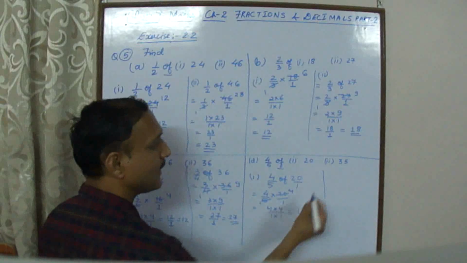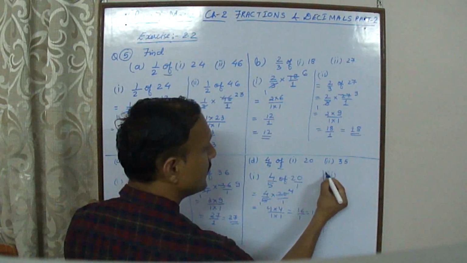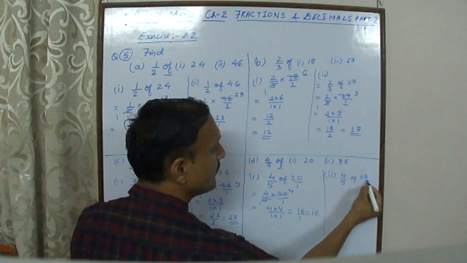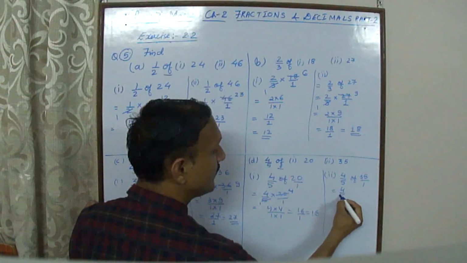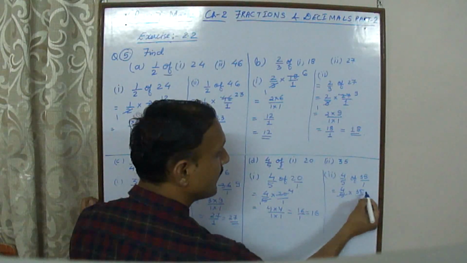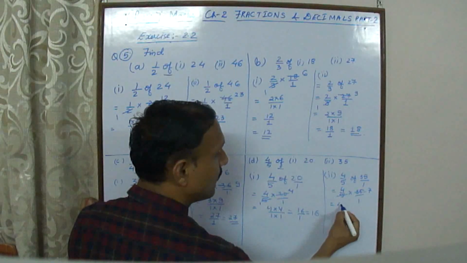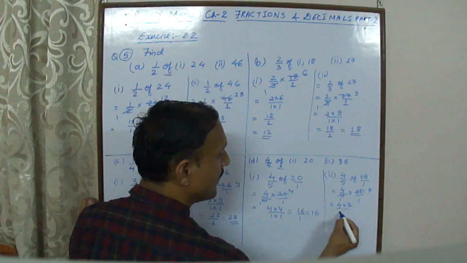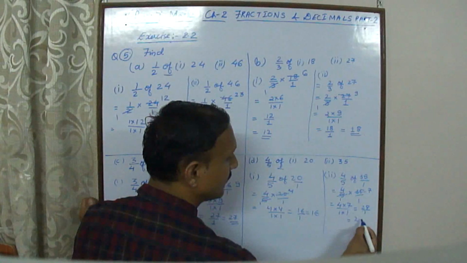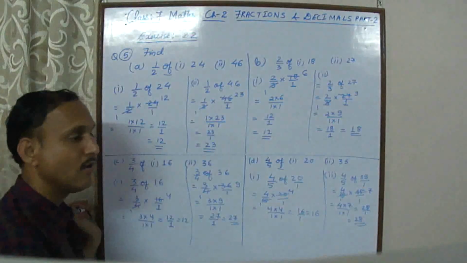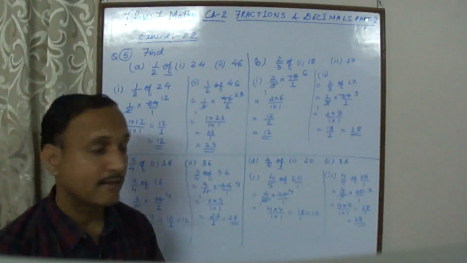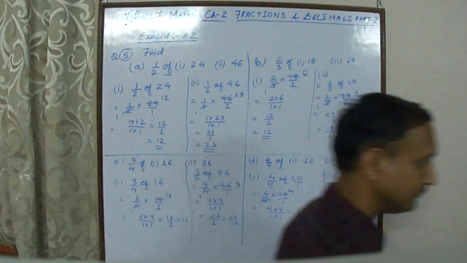And the last part, the second part, 4 by 5 of 35 by 1. 4 by 5 multiply with 35 by 1. If possible to cut, 5 sevens are 35. 4 into 7 by 1 into 1. 28 by 1 means 28. So see how we have multiplied, where "of" acts as an operator in multiplication.